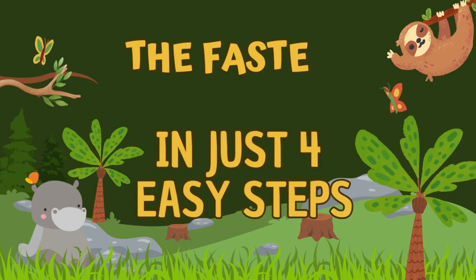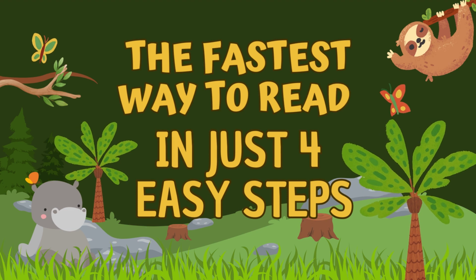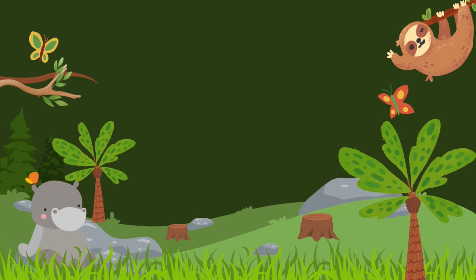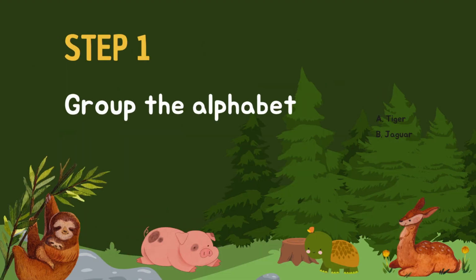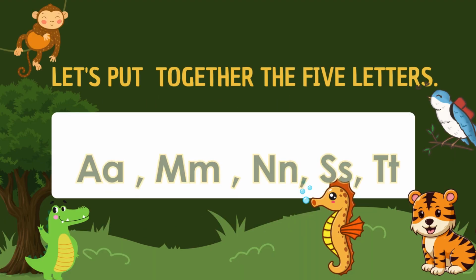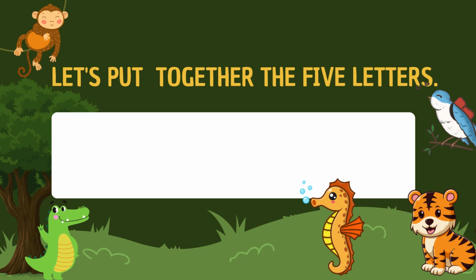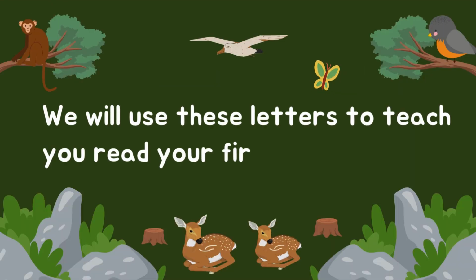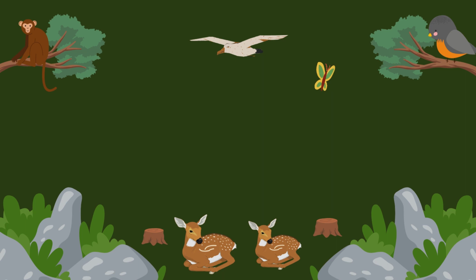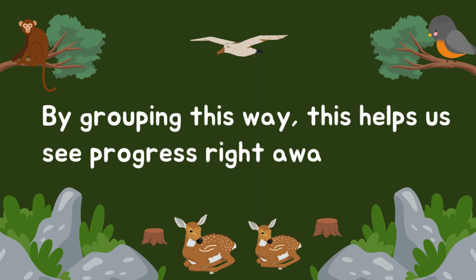The fastest way to read in just 4 easy steps. Step 1. Group the alphabets. Let's put together the 5 letters: A, M, N, S, and T, to see quick results. We'll use these letters to teach you to read your first words. By grouping this way, this helps us see progress right away.